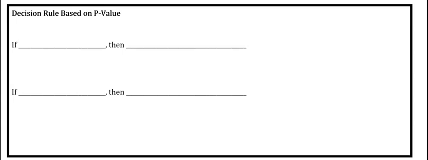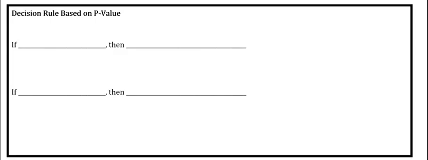In this video, we're going to talk about how we make a decision on whether we reject or fail to reject the null hypothesis depending on the p-value, and we're going to relate how that makes sense to what we already know about the rejection region method.